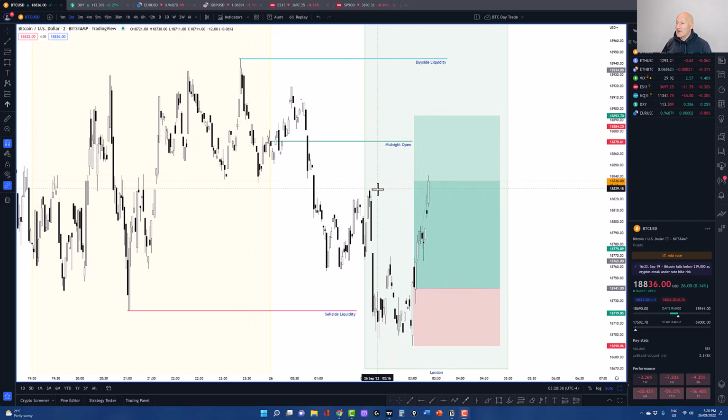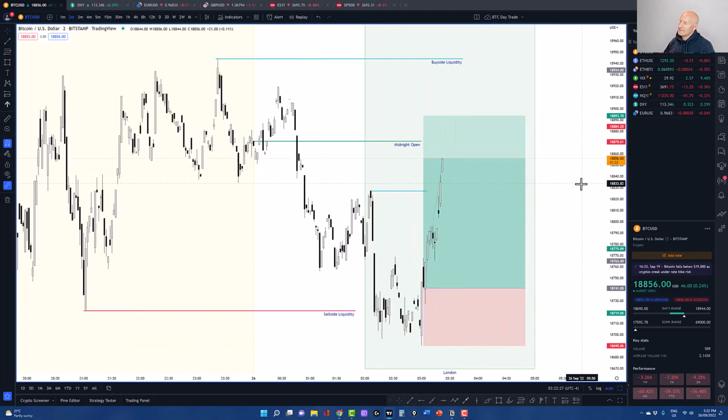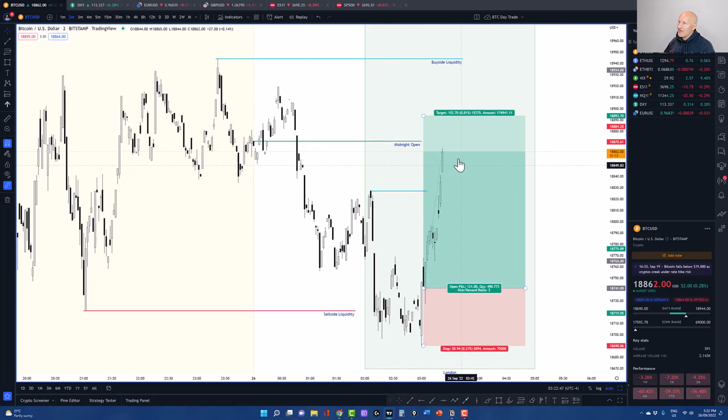There you go, we can see we've just spiked through that level now. We'll just see if we get a little bit of a run. We'll start to approach that midnight open level again. Getting a little bit extended, so I wouldn't be surprised if we consolidate maybe around this level before potentially going again, but you never know, we might just push through in one go.